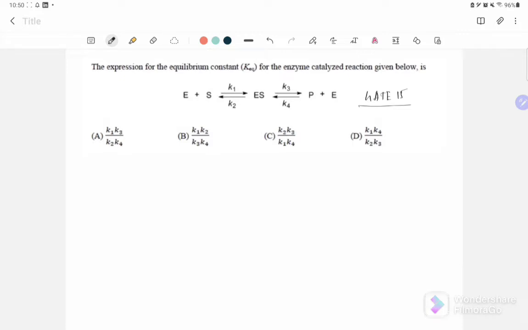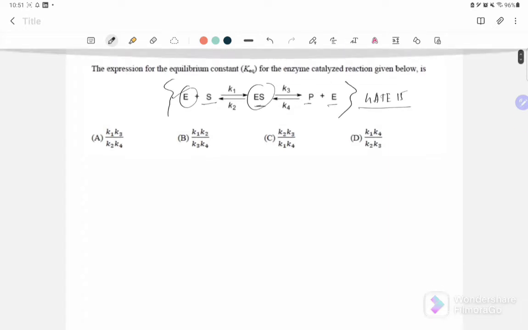What is the expression for the equilibrium constant for the enzyme catalyzed reaction given below? This is the reaction. Here E is the enzyme, S is the substrate, ES is the intermediate, and P is the product, and E is again the enzyme. So they are in equilibrium, and they ask for the expression for the equilibrium constant for the whole reaction.